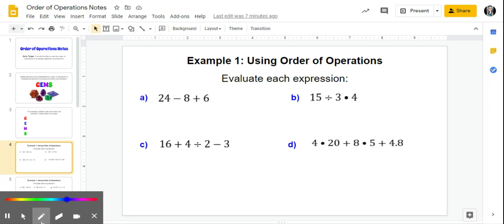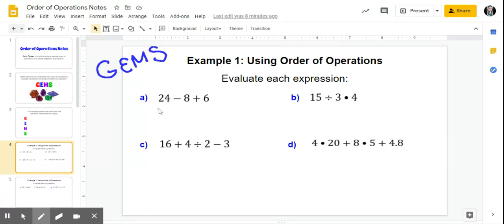All right, example 1, using the order of operations. We're going to evaluate each expression using the acronym GEMS. And I'm just going to rewrite it so I can reference it throughout these examples. So problem A, first thing I'm going to check for is any grouping symbols. There's no parentheses or brackets or anything like that in this problem. E stands for exponents. There are also no exponents inside this problem. M stands for multiply or divide. Start at the left-hand side and start working my way over. Don't see any multiplication or division.